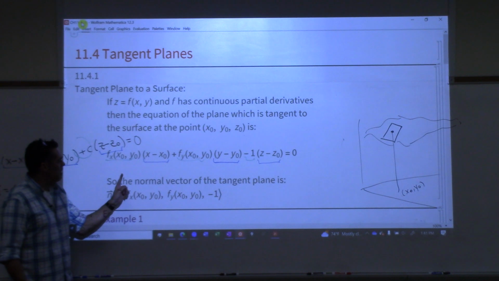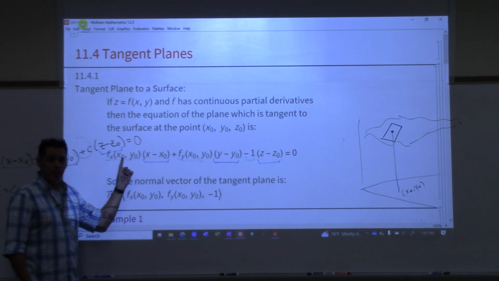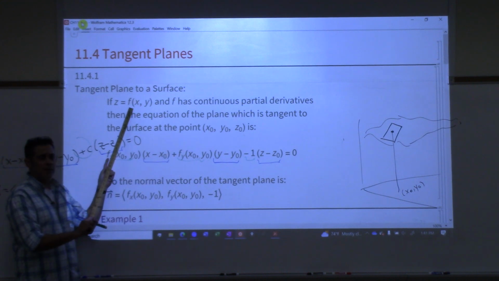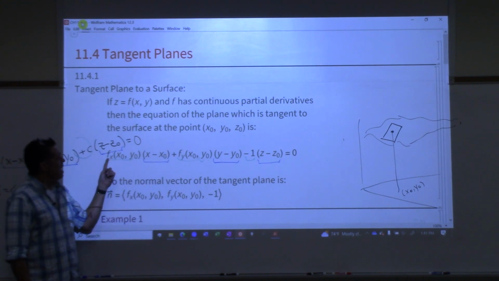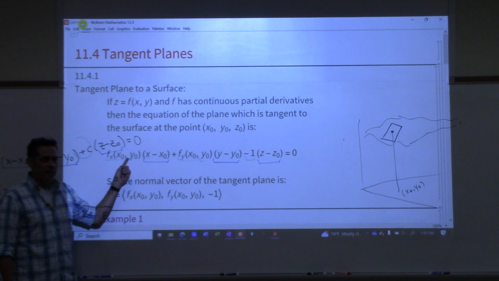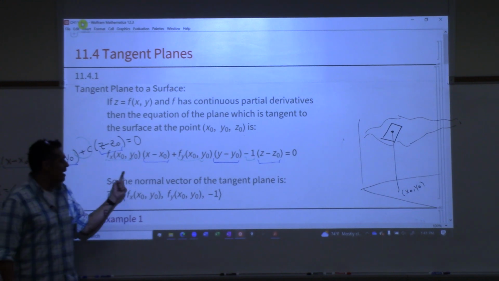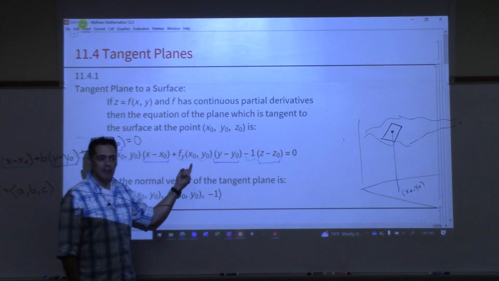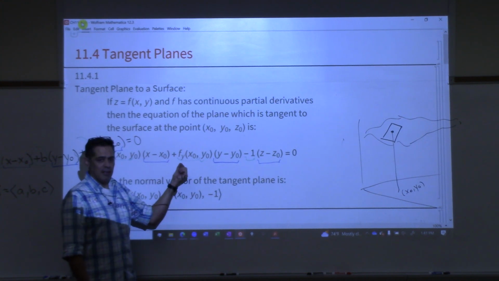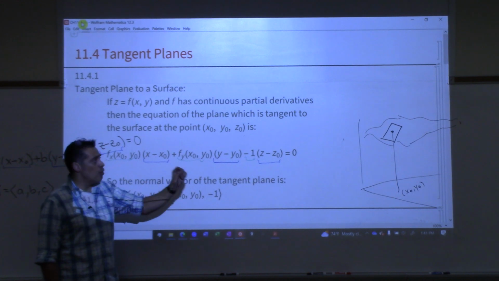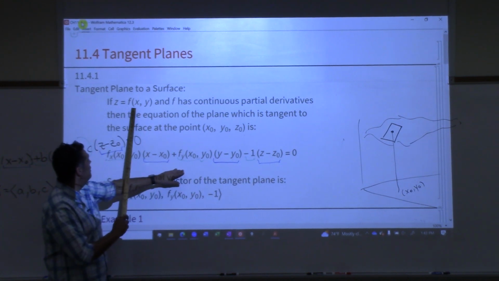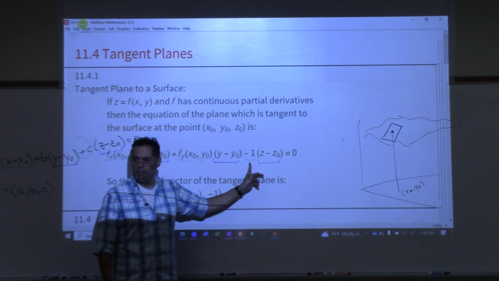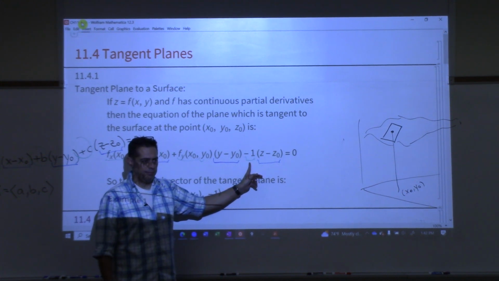So this is telling you that in order to get the A, the number in front of that first parenthesis, you're gonna take the partial derivative of this with respect to x, and then you're gonna plug in the point that you're at. And that's gonna feed you a number, and that number is A. And then you take the partial of that with respect to y, plug the point in, and that's going to give you your B. And then for this particular scenario where z is a function of x and y, your C will always be negative 1. Always.